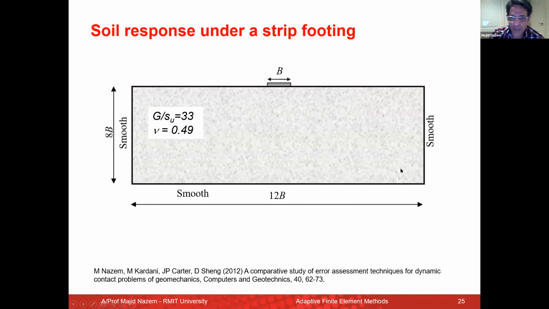This is a strip footing over a cohesive soil layer. The shear strength of the soil is SU, and its shear modulus is G. The main aim of this problem is to show you the performance of error estimators when this problem is analyzed, assuming small or large deformations, and also considering static or dynamic loading.